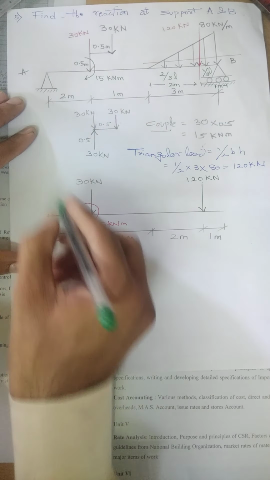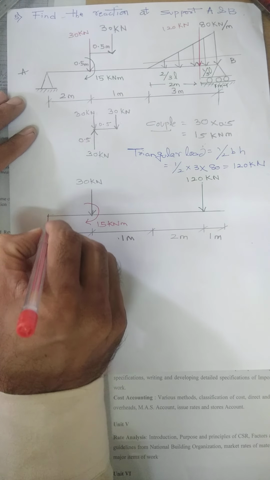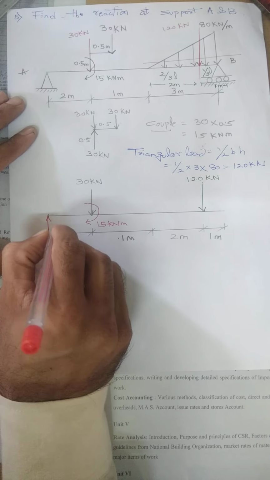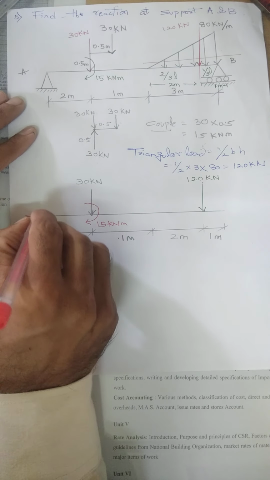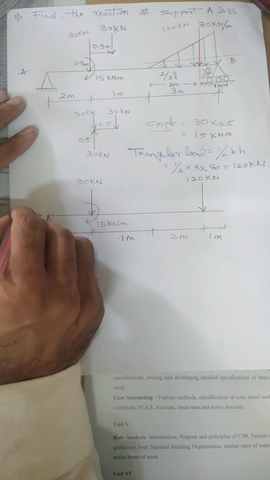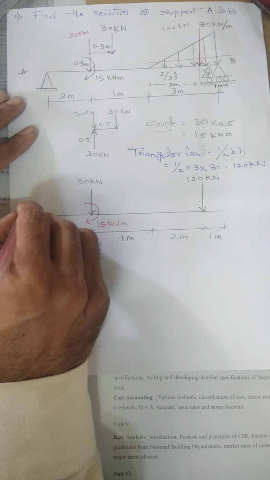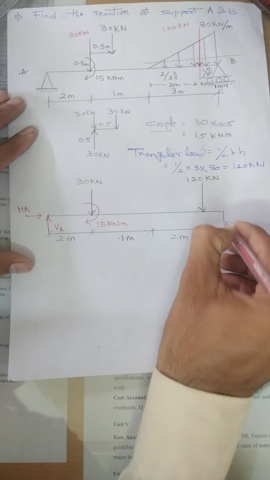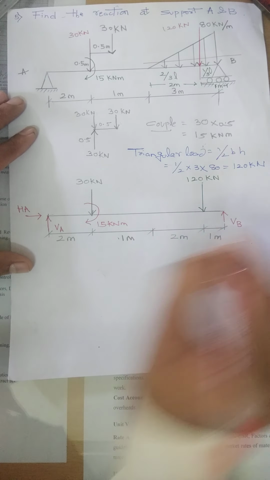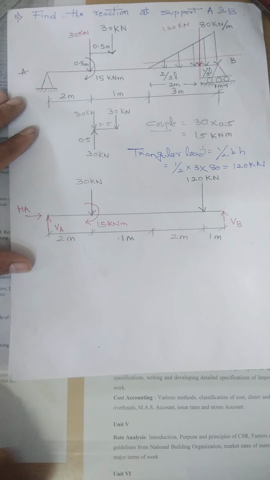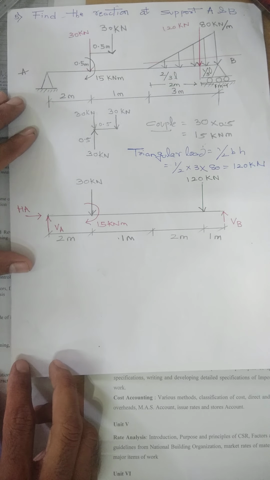What about this hinge support? Hinge support will have two reactions. So we will draw two reactions: vertical at A and horizontal at A. And at this point, vertical at B. So we have drawn a revised figure for this case. The revised figure has been drawn.